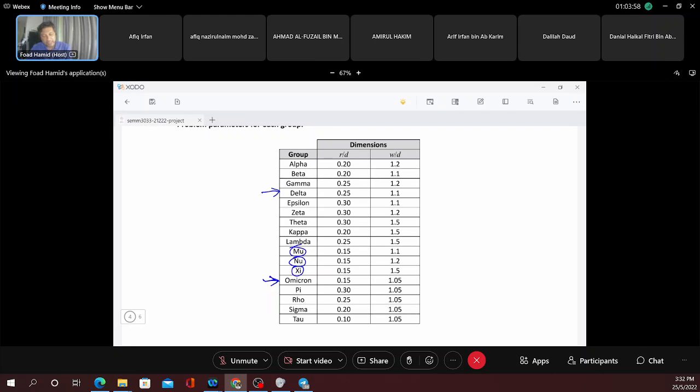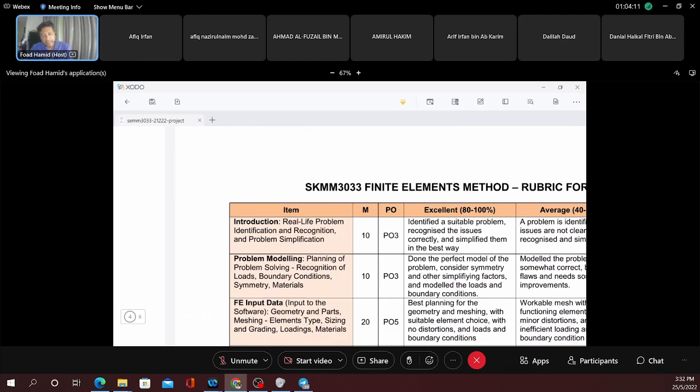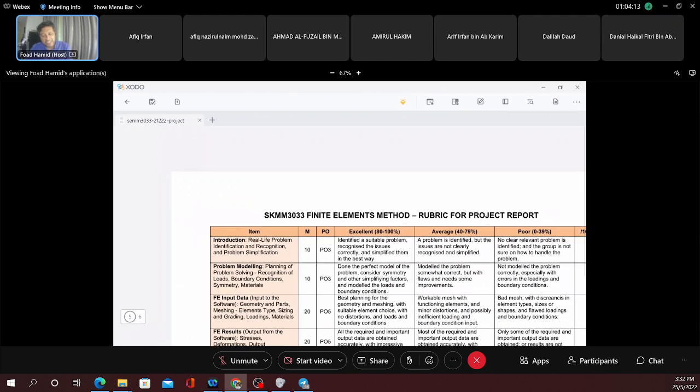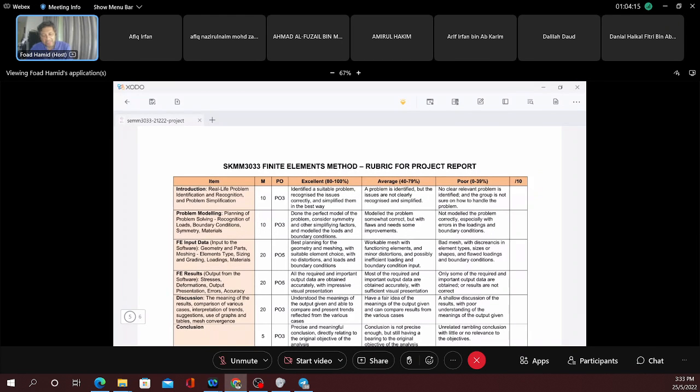So this is the total number of groups for our total number of students. Please follow this table for your group. Please follow this table for your group. Now this is the rubric. This is what you need to have to score the best score. I give you the rubric.